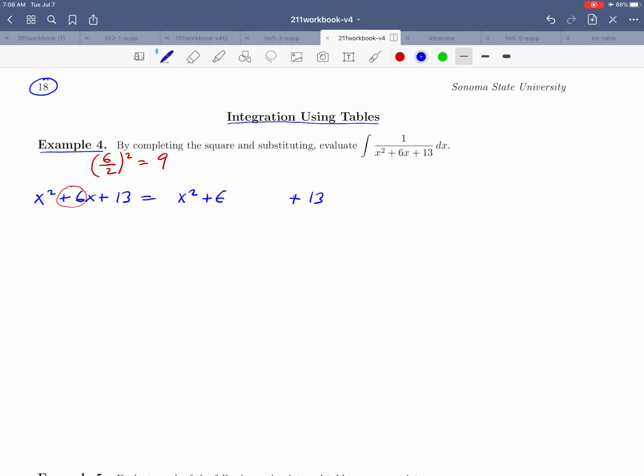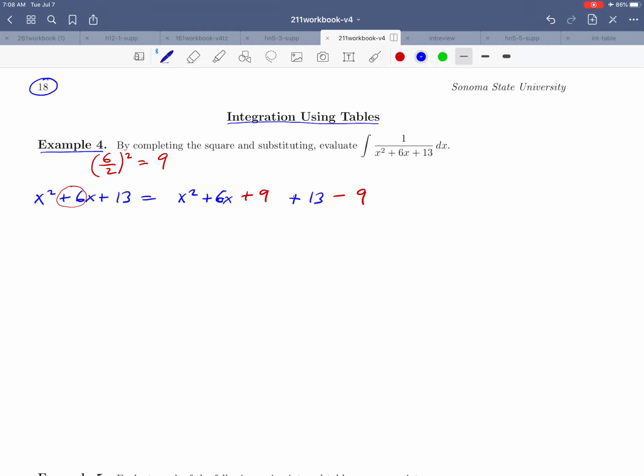Okay, let me fix that. So what we want to do is add a 9, but if we just added a 9, the equation would not be true anymore, because we added 9 to the right-hand side without doing anything to the left. So to compensate, we're going to subtract the 9 again over there. Now the equation is balanced because we added a 9 and subtracted a 9.